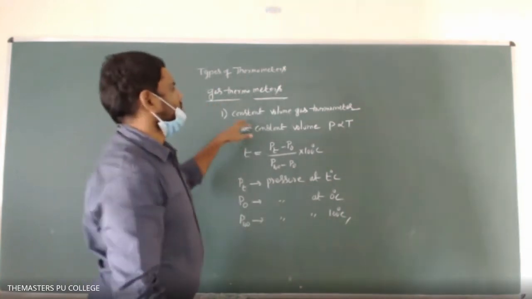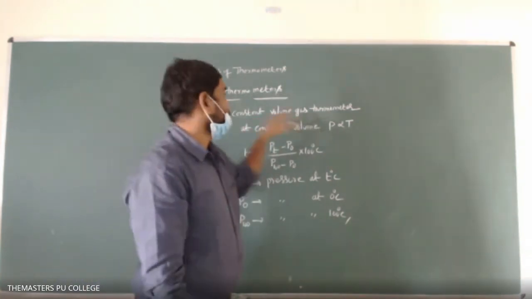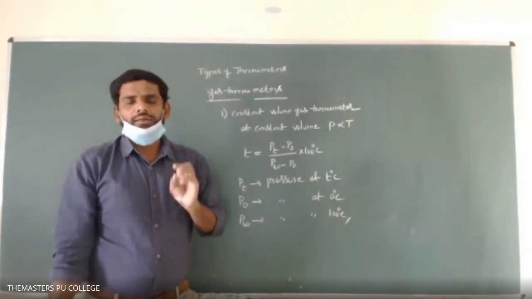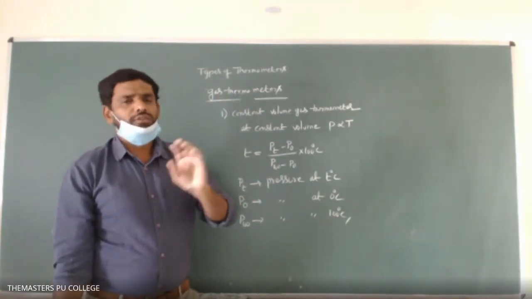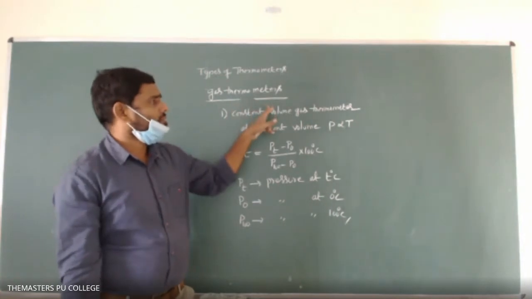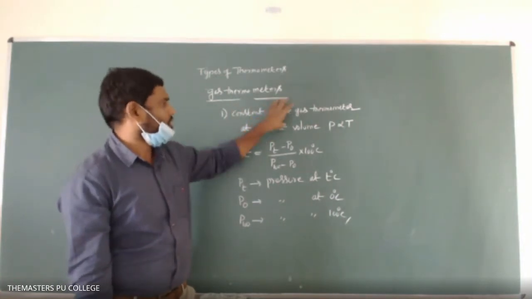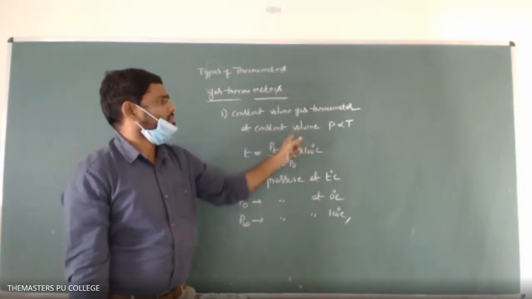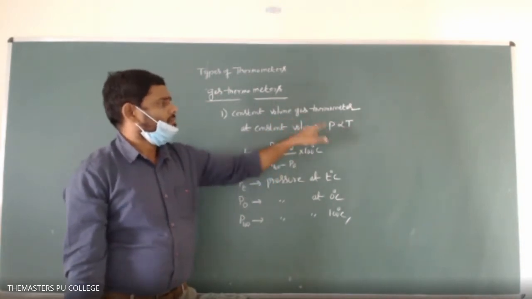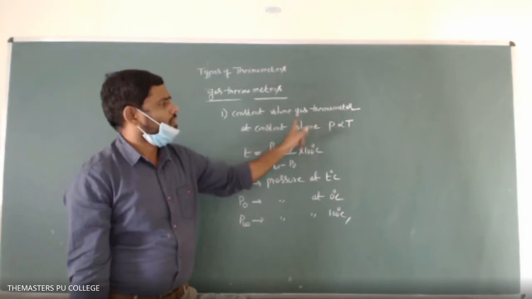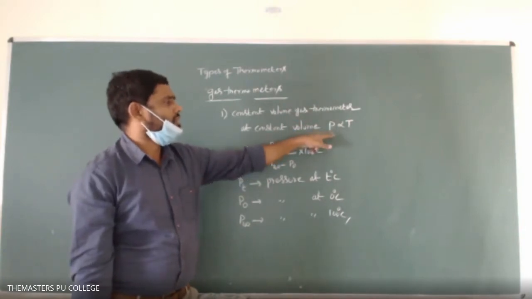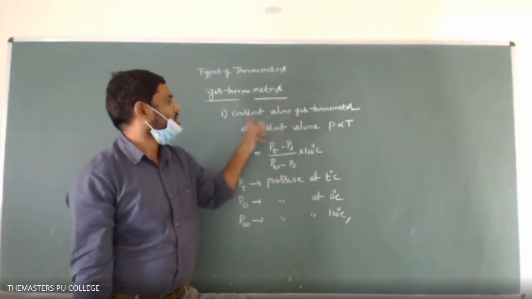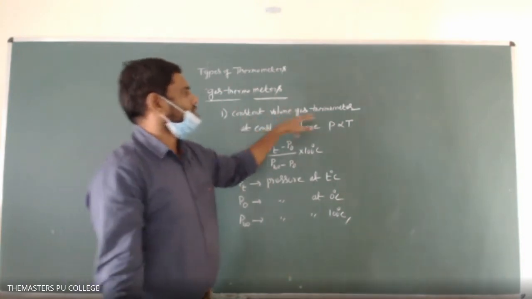So this is about the constant volume gas thermometers. The second category is gas thermometers. Gas thermometers work on the principle of simple gas laws. If the volume of the gas is kept constant, the pressure of the gas will change with temperature. If the pressure is kept constant, the volume of the gas changes with temperature. On that basis, we will have two types of thermometer: constant volume gas thermometer and constant pressure gas thermometer.